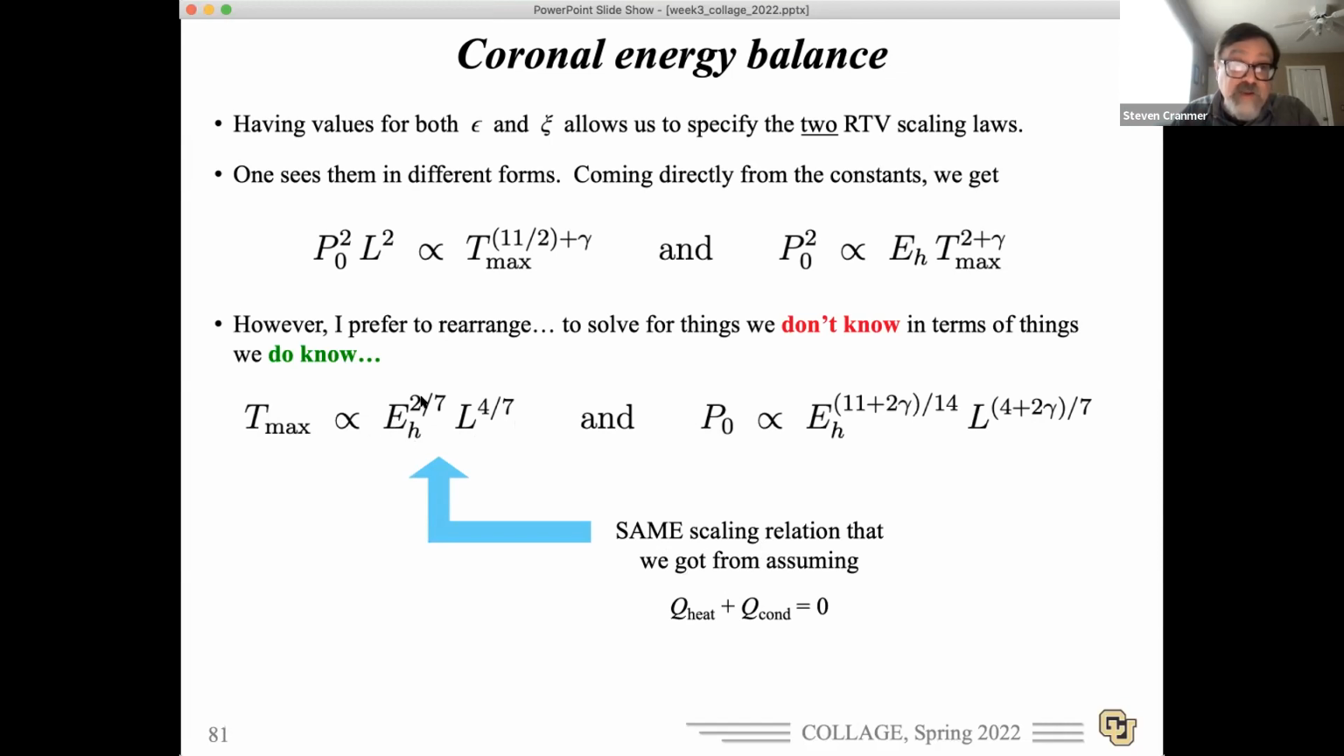And this is actually the exact same scaling relation we got before, right? We had the heating rate to the 2/7, which was this thermostat effect. The constants out front are slightly different, but it's encouraging that we get something the same.